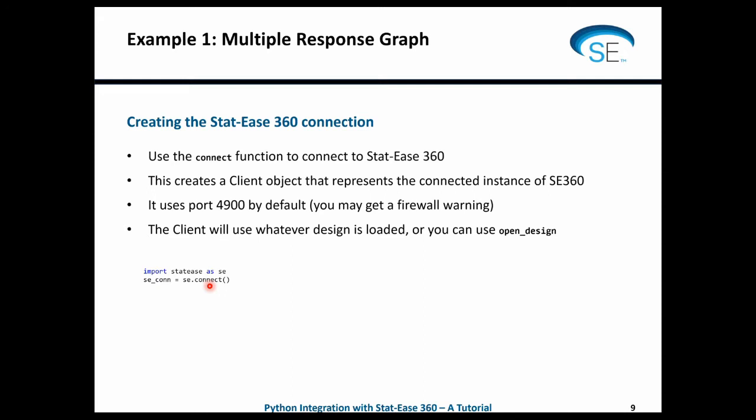That probably doesn't mean anything to you, but what will happen is Windows Defender will say, hey, this program is trying to get out to the internet. You get a firewall warning. It is not going out onto your network at all. It uses just the local communications, the local host. So you just need to say yes to that warning that it's okay. And then you've got this client object.